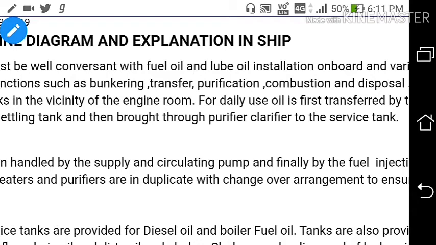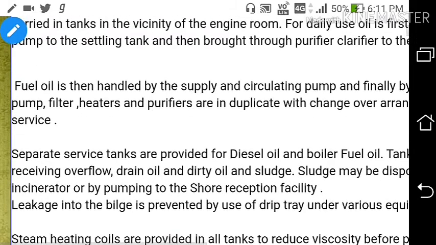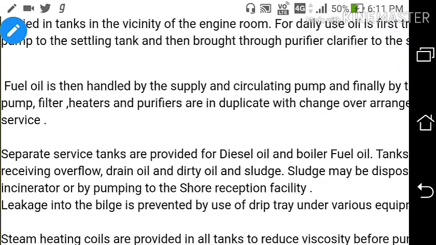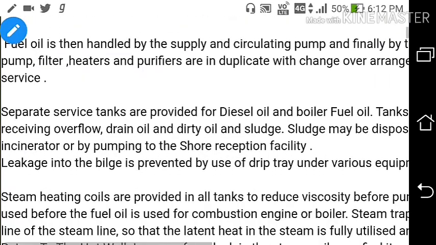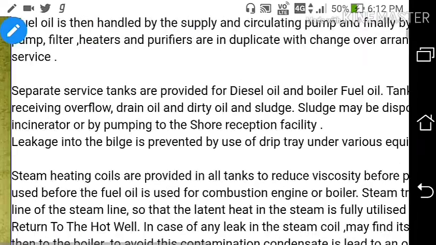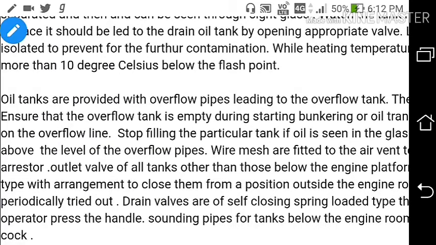Heating temperature of bunker oil should not be more than 10 degrees below the flash point. Generally the flash point is 70 degrees Celsius, so we have to maintain the temperature below 60. Usually we maintain 50 degrees Celsius. You can pause the video and see, otherwise I will give it in a PDF below. You can check it from there. Separate service tanks are provided for diesel oil and bunker fuel oil. Oil tanks are provided with overflow pipes leading to the overflow tank.